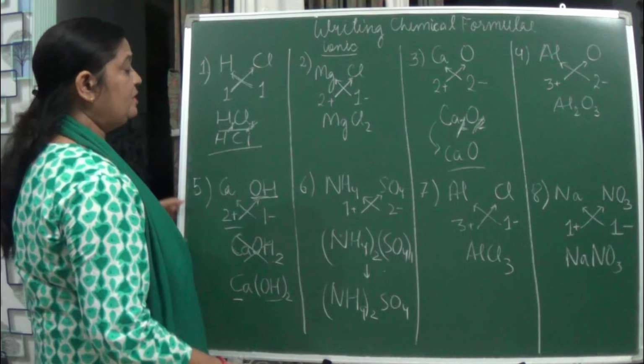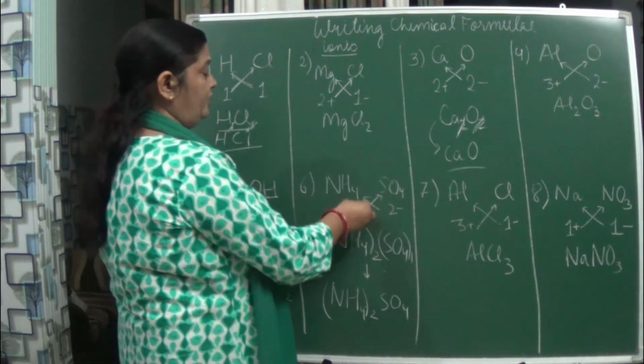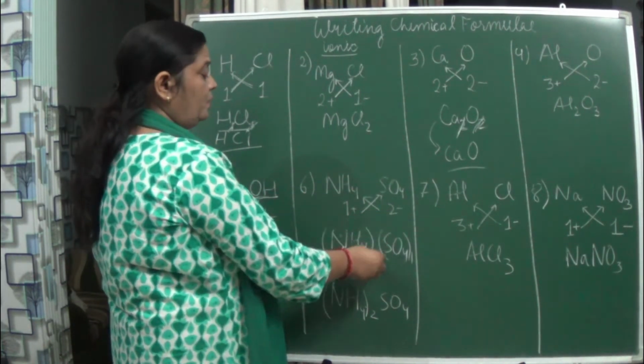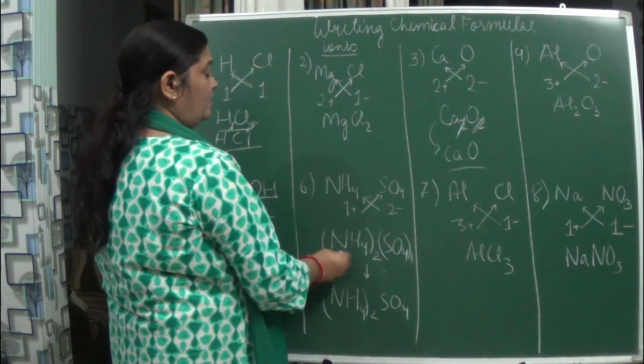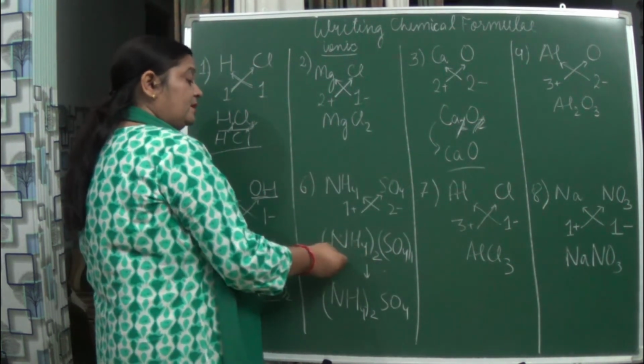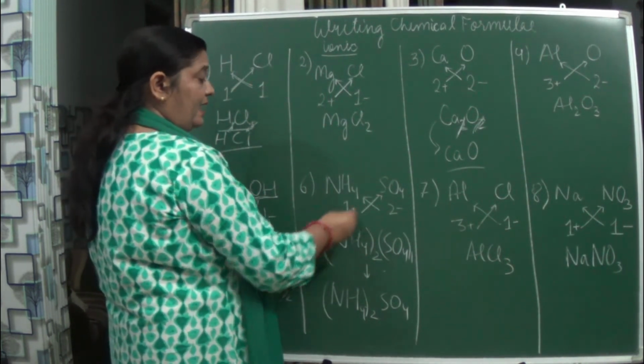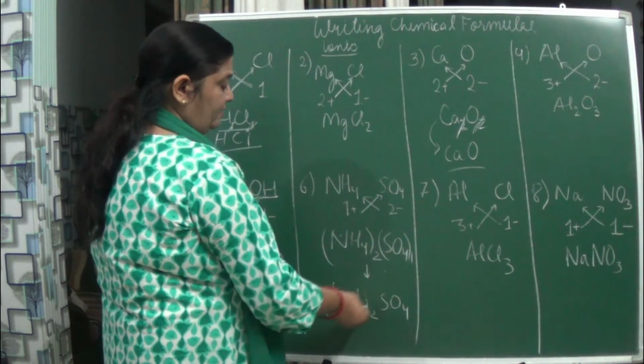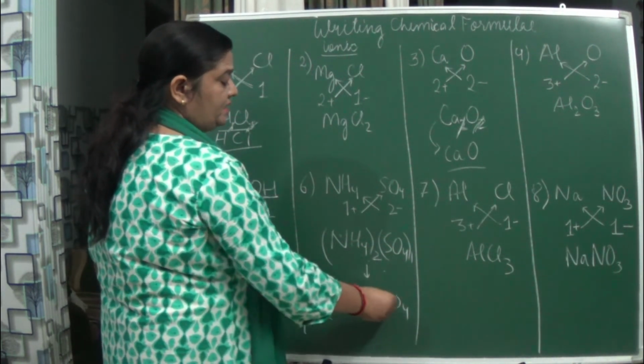Okay. Now coming to ammonium sulfate. Ammonium valency is +1 and sulfate it is -2. Okay. Naturally when you are writing it, you will write ammonium, this polyatomic ion, in the bracket, and then you will write 2, and sulfate it is only 1. So now you can write (NH4)2SO4.